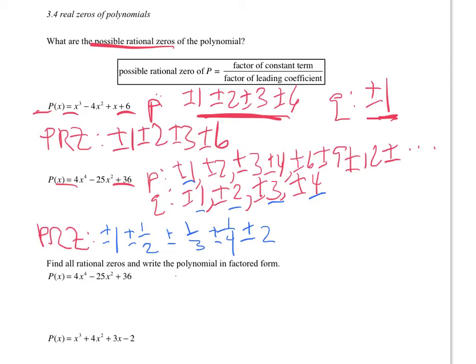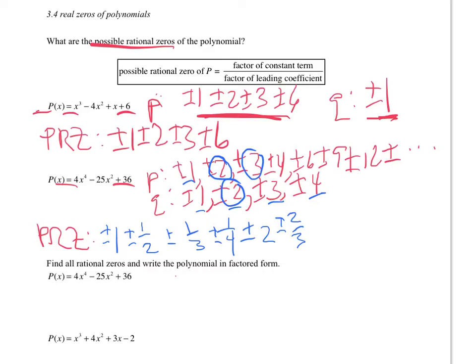Now when I pair the plus or minus 2 from the p list with the plus and minus 2 from the q list, I just get plus and minus 1, which is already on my list, so I don't have to write it again. Next, plus and minus 2/3. And then finally, plus and minus 2/4, which is the same as 1/2, which is on my list, so I'm not going to write that one again. So you get the idea. I'll just do 3 for you now.